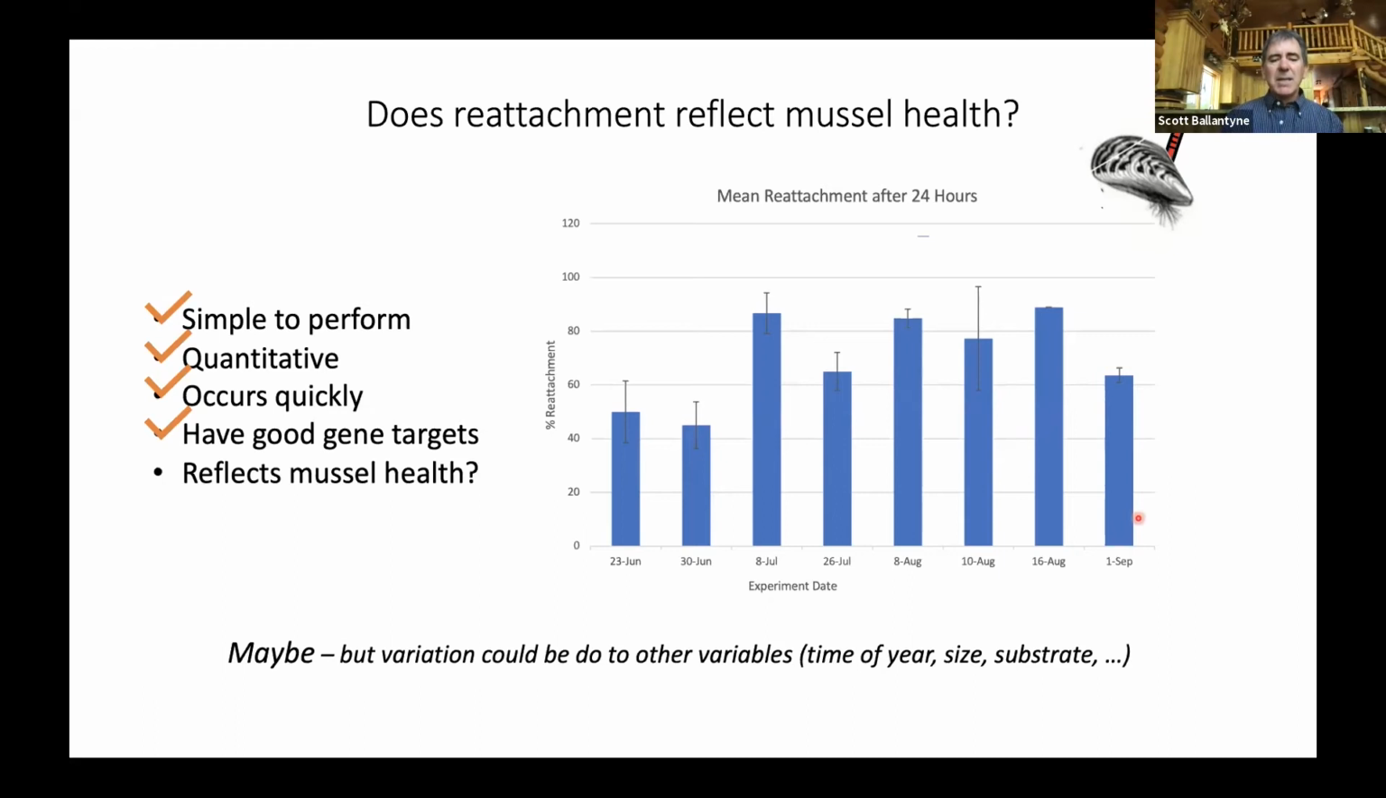But there's a problem, and that's that really wasn't the goal of these experiments. And so there's some other variables here. These were collected obviously at different times of the year. The mussels weren't always the same size. They're attached to different substrates. And so one of those other things could be contributing to this bounce. So I wanted to do a more controlled, careful experiment to really figure out if there's a connection to muscle health.